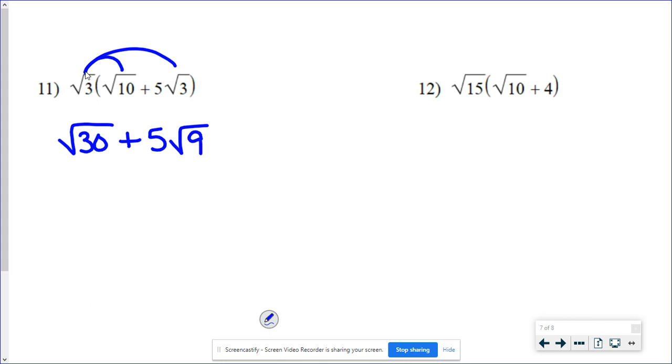Now, the 9 part, that's easy, right? 3 and 3, that's going to be a pair. It's going to break out. We're going to be happy. That part's going to be 5 times 3, which will turn into a 15.